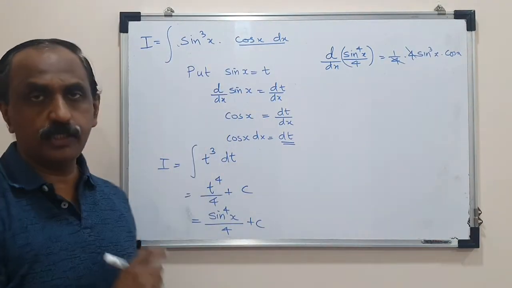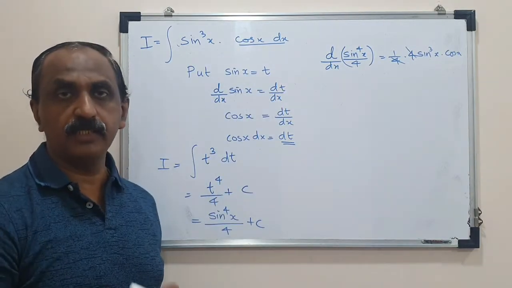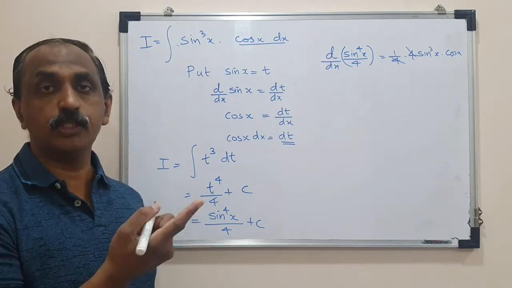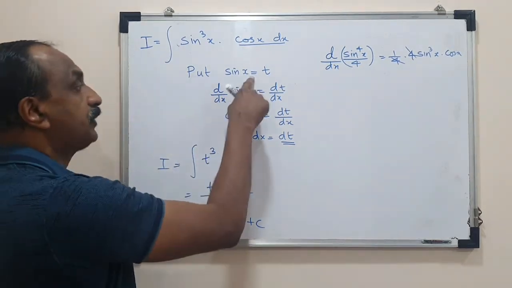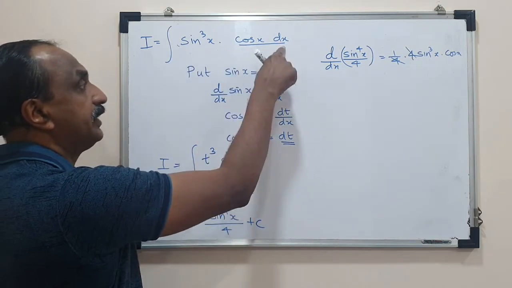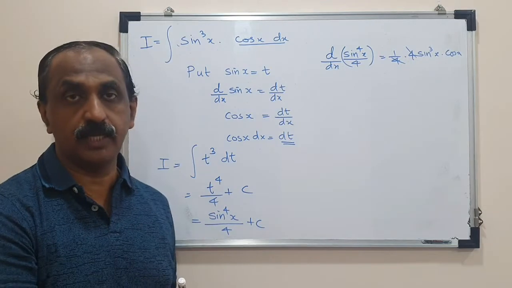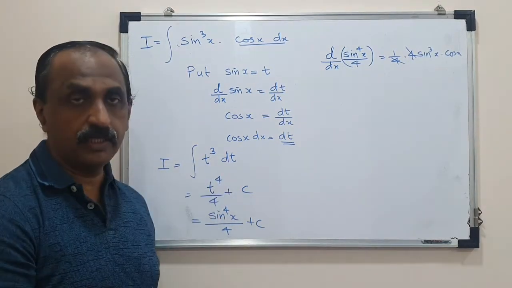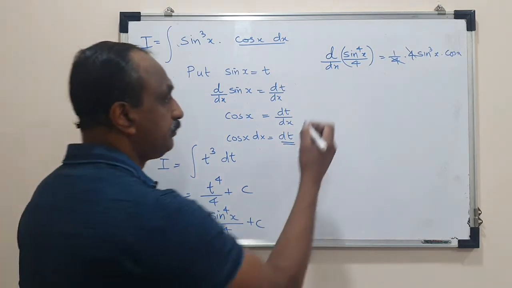So the first and foremost thing in the substitution method is, whatever term you are going to replace by a single letter t, its derivative should be present, otherwise this function cannot be integrated. Further, after replacing t and dt, the function should be only in t. There should not be any x term left out there. If there is an x term left out, then the substitution method cannot be applied. Let's have a look at the next problem.